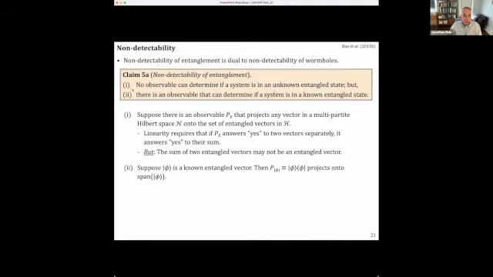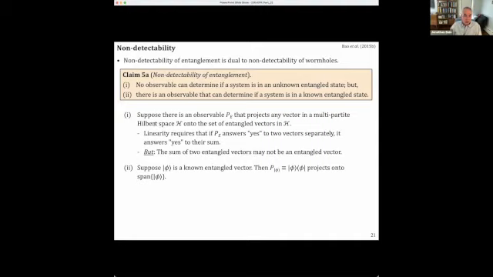The claim divides into two parts. The first is that there is no observable that can determine if a system is in an unknown entangled state, but there is an observable that can determine if a system is in a known entangled state. So with respect to the first claim, right, suppose there is an observable PE that projects any vector in a multipartite Hilbert space onto the set of entangled vectors in the space.